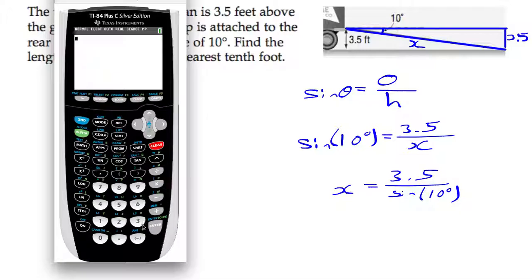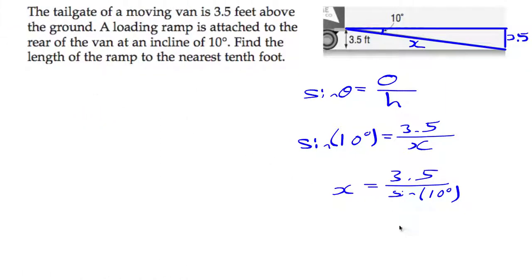So we can do 3.5 divided by sine of 10. Make sure I close all my parentheses. And there we go. So 20.16 we'll call it. So this is 20.16 feet. That's my answer.